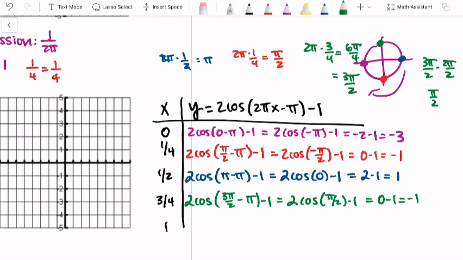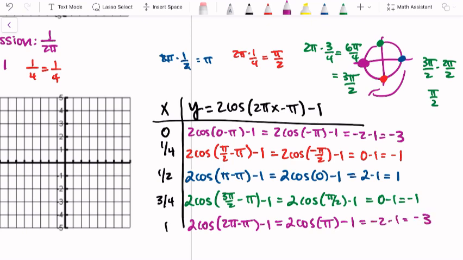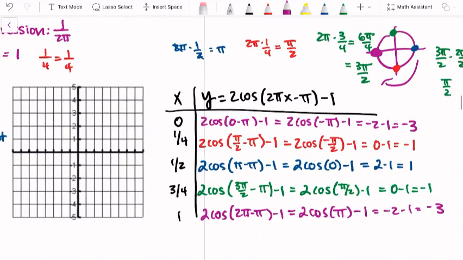And then I should get back to some sort of -3 value here. Let's just double check though. So I'm going to have 2 cosine. Now x is equal to 1, so it's 2 pi minus 1. So that's 2 cosine of pi minus 1. Here's pi. Yep, that's still negative 1, so I have negative 2 minus 1 is negative 3. Ooh, all right, lots of good stuff going on here. Are we having fun yet?